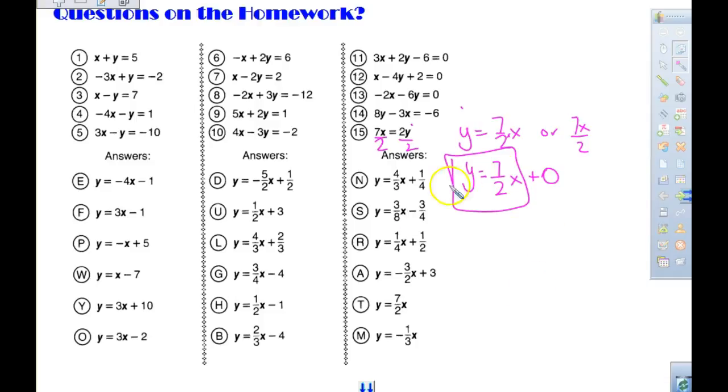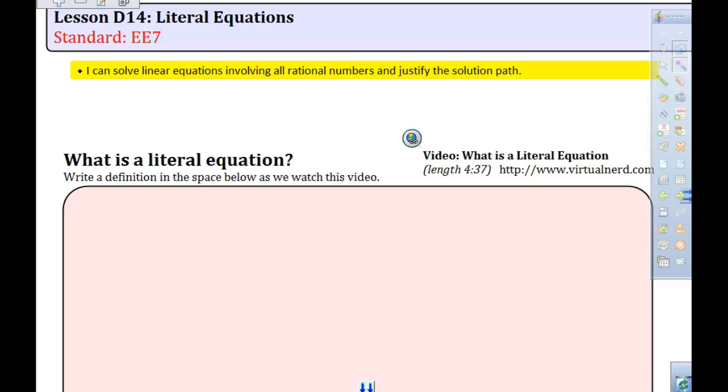Overall, I think after doing this worksheet, it gets a little better with the y equals. So today we're going to be looking at this next part. If you turn in your notes to literal equations, we're going to watch a short video on what a literal equation is.